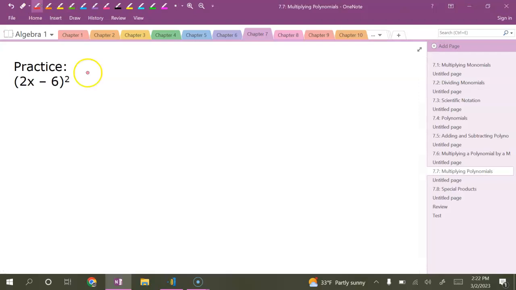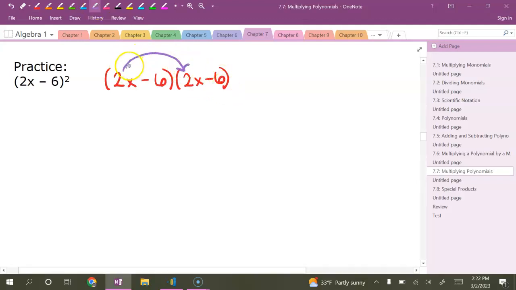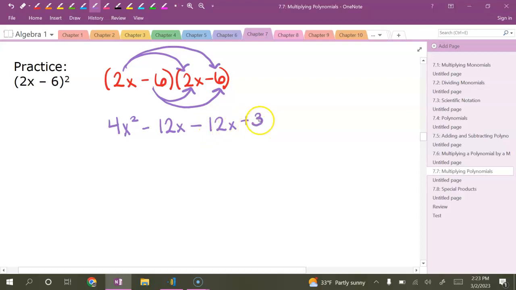So for this one, if you needed to write it out so that they were side by side, 2x minus 6 times 2x minus 6, and then you can do your distributing. You should have had 4x squared minus 12x, and then you take that negative 6 and you distribute a second time, and that should have given you negative 12x, and then plus 36. These together then should say 4x squared minus 24x plus 36.